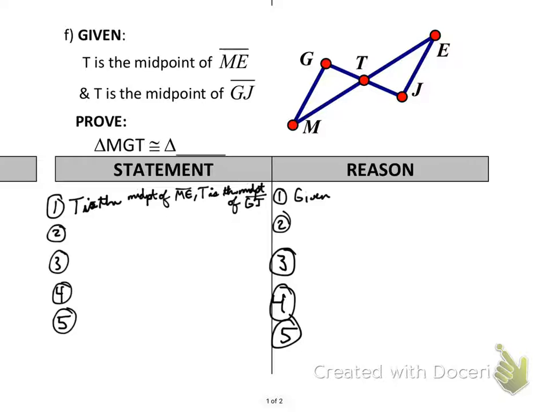All right, so let's just start with the first one. T is the midpoint of ME. ME is that longer segment going from the bottom left to the top right. What can we say about the two sides of it? MT and ET. Yeah, those two are congruent. So MT is congruent to ET. And what do you think our reason is going to be? It's the definition of midpoint.